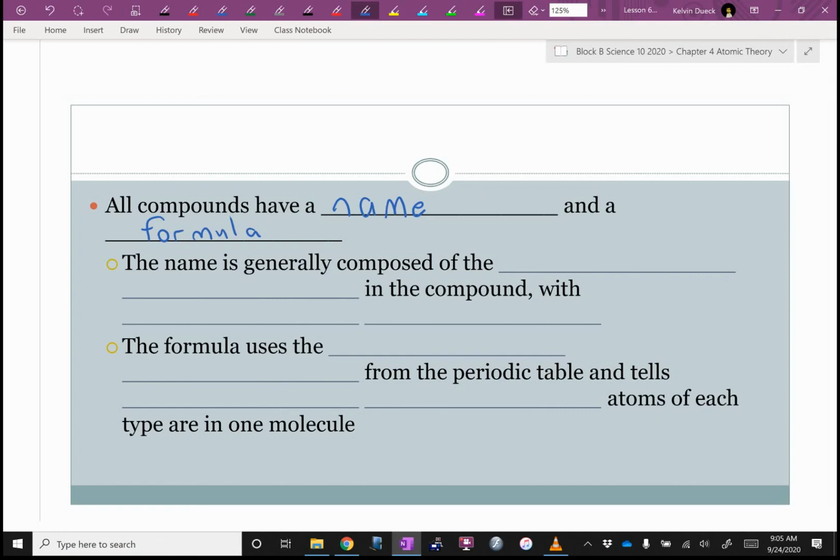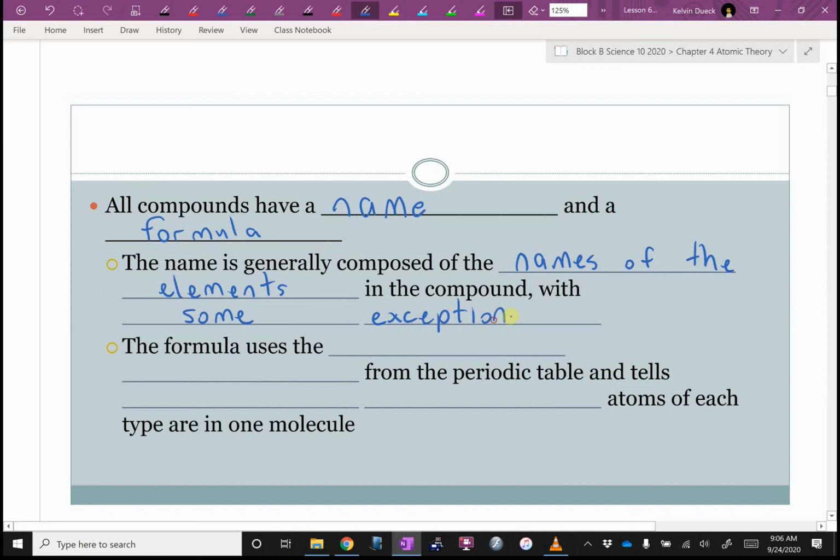This name is generally composed of the names of the elements in the compound, unfortunately with some exceptions. So Ariel, I'm going to be giving you some rules, but they're mostly rules, and almost any rule I give you in today's lesson, we'll find an exception for.